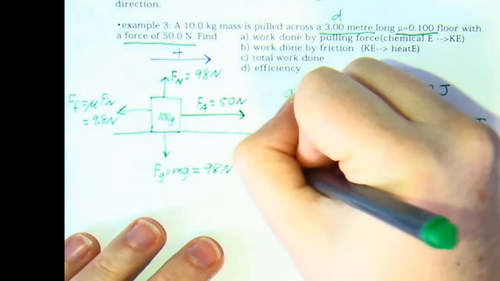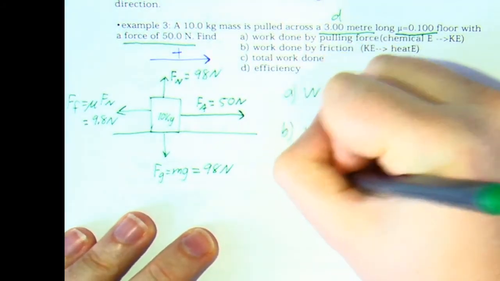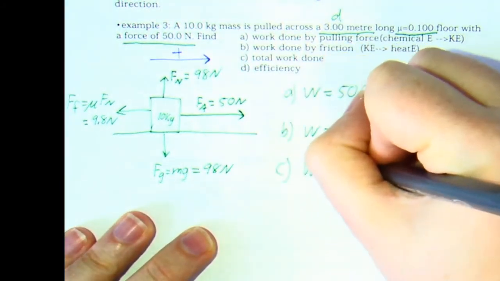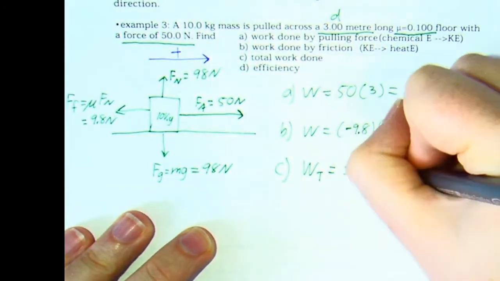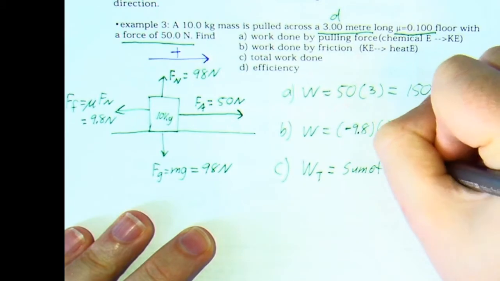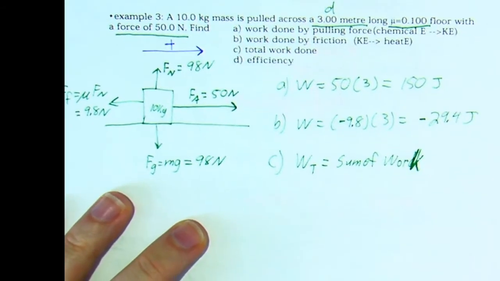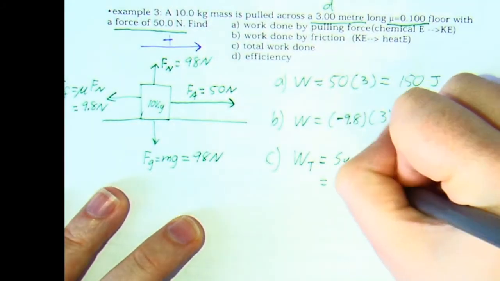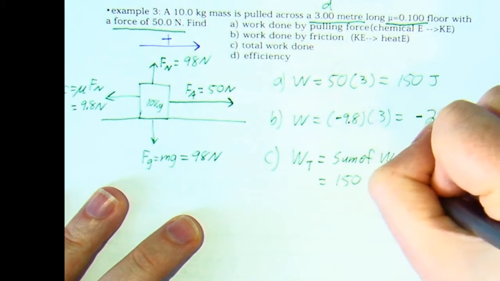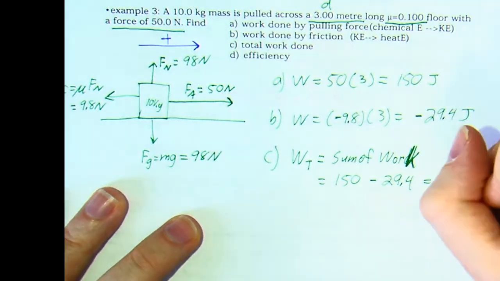So the total work done is exactly what you might think it would be. Work total is equal to the sum of all the work. So I've got 150 joules minus 29.4 joules. That means my total work done is 120.6 joules.